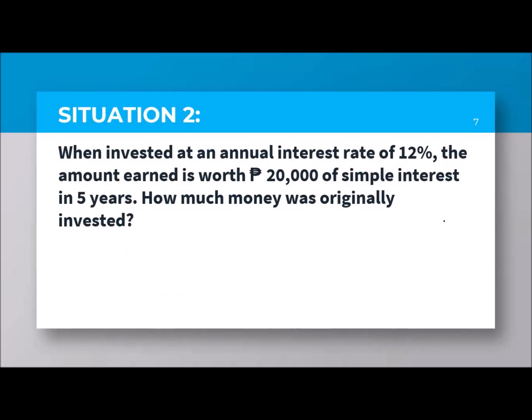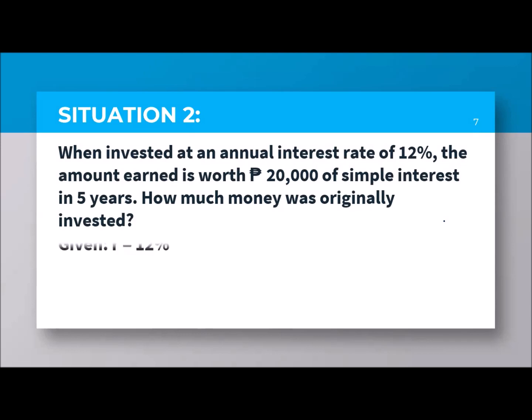Let's now proceed on situation number 2. When invested at an annual interest rate of 12%, the amount earned is worth 20,000 pesos of simple interest in 5 years. How much money was originally invested? So, almost similar siya sa kanina, medyo kailangan lang natin i-manipulate yung formula. Okay, so yun ang technique na kailangan natin. We should know how to derive a formula para hindi tayo masyadong maraming mini-memorize.